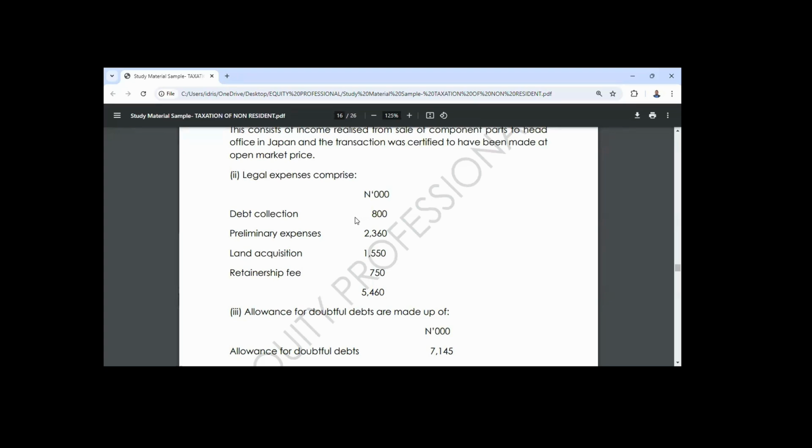What about land acquisition? You pay legal expenses for land acquisition. Is it allowed? No, it's not allowed, because it is capital. According to IAS 16, the legal expenses are supposed to be capitalized with the cost of the land. It's a capital expenditure.